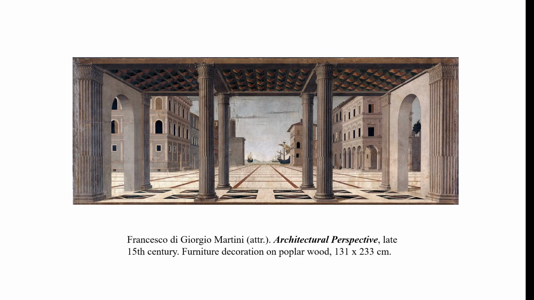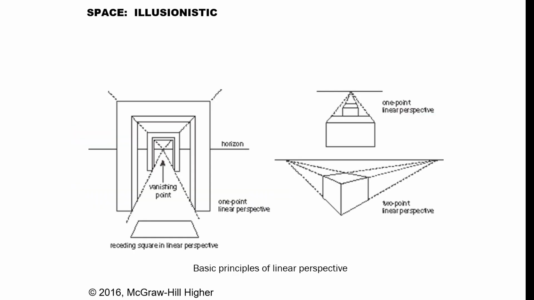This work of art, which is a furniture decoration, is a wonderful example of vanishing point, single point, or linear perspective. All those terms basically mean the same thing. Everything converges, all the lines converge on an imaginary point on the horizon. Here's a schematic version of one point linear perspective or vanishing point perspective, and then two-point linear perspective. And of course, you can have two vanishing points too.